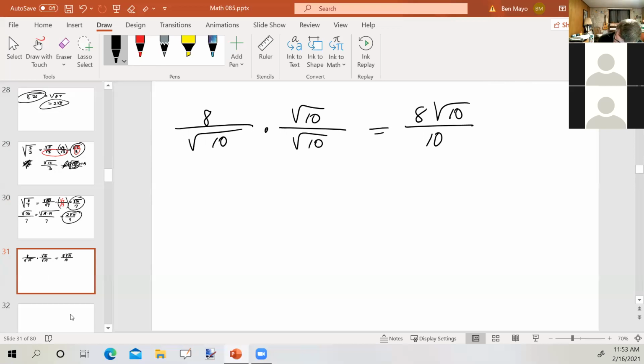But I can reduce this down. The 8 over 10 reduces to 4 over 5. So I get 4 square roots of 10 over 5. The square root of 10 in the numerator, I could break it down to the square root of 2 times 5, but that's not going to get me anywhere. So that would be the final answer.